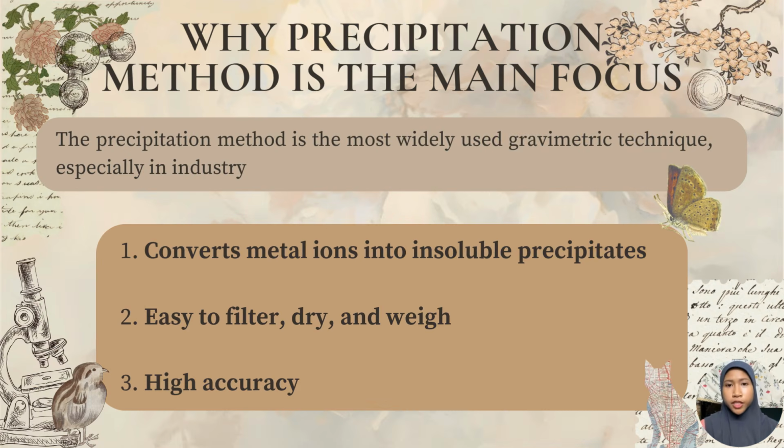So, why does the precipitation method stand out? First, it converts metal ions into insoluble precipitates, meaning the metal we want to measure separates cleanly out of solution as a solid. Second, that solid is easy to filter, dry, and weigh, which makes the whole process straightforward to carry out even at a large scale. And third, it offers high accuracy since the final measurement depends mainly on the precision of the balance rather than complex calibrations. Because of this combination of simplicity and reliability, the precipitation method is the most widely used gravimetric technique in industry today, which is why it's the main focus of our discussion.